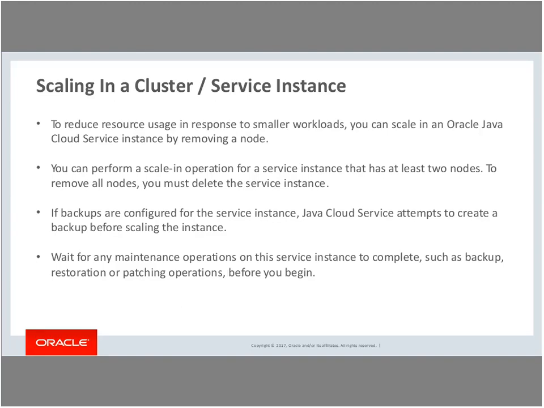If backups are configured for the service instance, Java Cloud Service attempts to create a backup before scaling the instance. Ideally the backups are configured for the JCS service, but not for the virtual image. It takes the periodic backups as we enabled, either local or cloud storage backup. So when you do the scaling in operation, it automatically does the backup of the service instance.